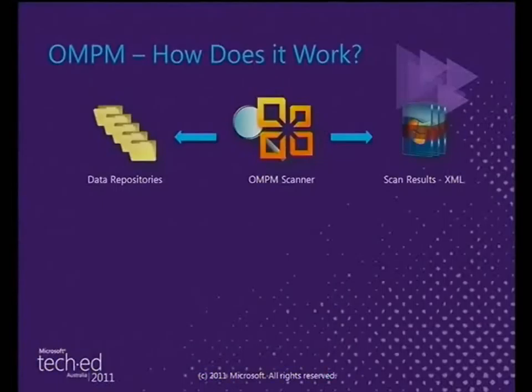How many VBA programmers am I going to need? All right, what's the answer? Well, now we can go and ask a question of the tool. We're going to get a specific answer. We know that we can find out how many files we have in our environment that have VBA in them using OMPM. So we'll run OMPM and we'll get the answer to that question.